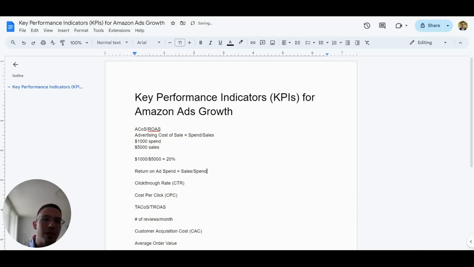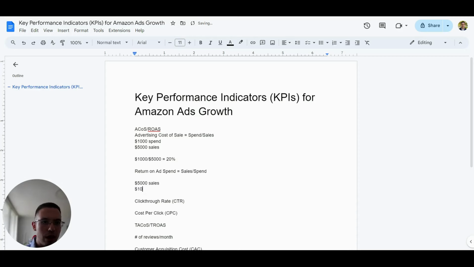So in the above example, where we've got $5,000 sales, $1,000 spend, your ROAS would be $5,000 divided by $1,000, and that would equal 5. So 5 ROAS, 20% ACOS in this example here. And basically, ROAS just gives you the same thing. They're interchangeable. You can use either or.